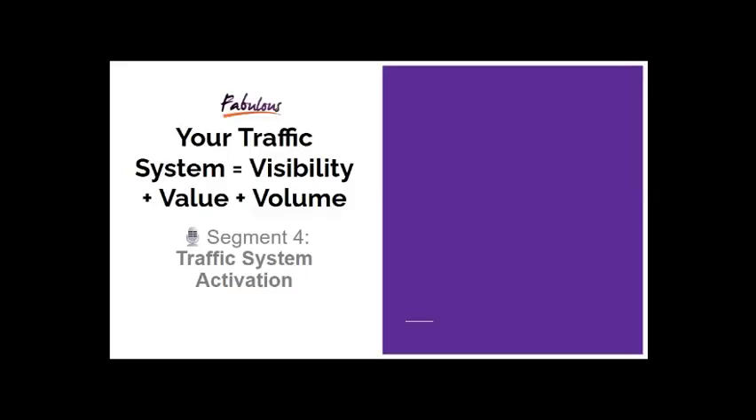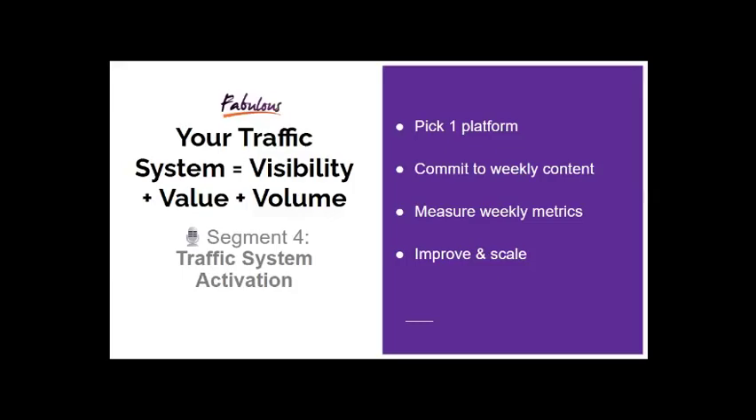All right, segment 4, traffic system activation. Let's keep this simple. Your traffic system equals visibility plus value plus volume. What does that mean? Well, you want to pick one platform. This is where your visibility comes into your system. One platform where you will gain visibility through the content and the value that you publish on that platform. So pick that one platform that matches well with your flea persona and commit to weekly content.